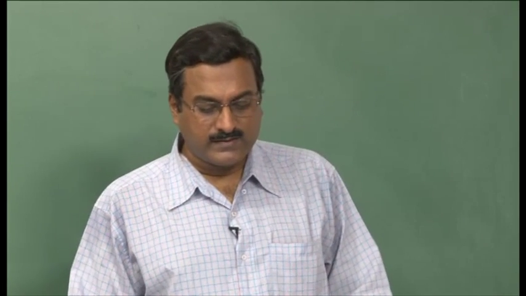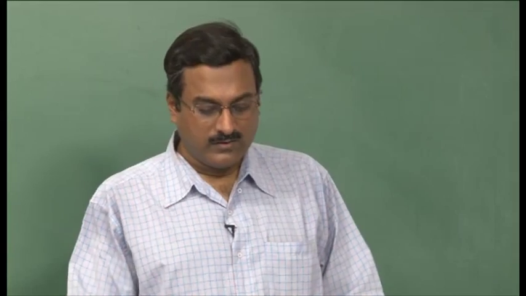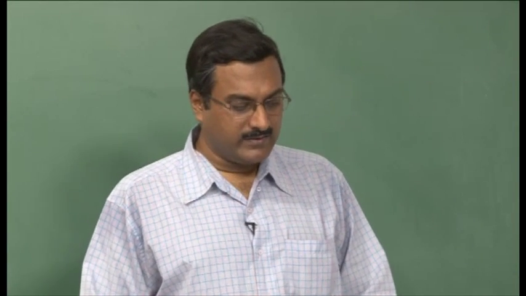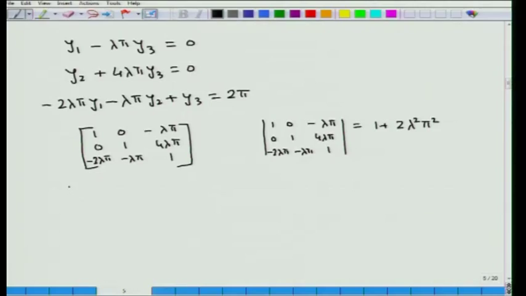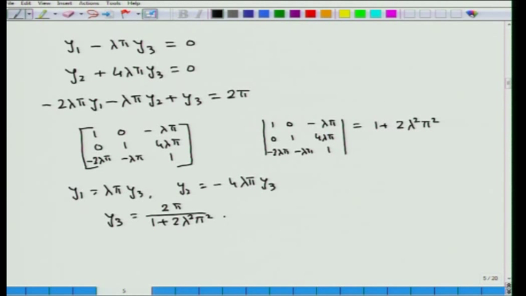Now, without going towards the matrix inversion method or Cramer's rule to solve this system of linear equations, directly from these equations you can find y 1 equal to lambda pi y 3, and y 2 equal to minus 4 lambda pi y 3, and substituting these two expressions in the third equation, we can then solve for y 3, and solving we get y 3 equal to 2 pi divided by 1 plus 2 lambda square pi square.